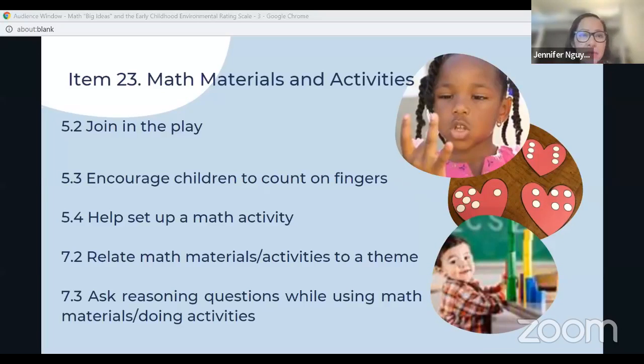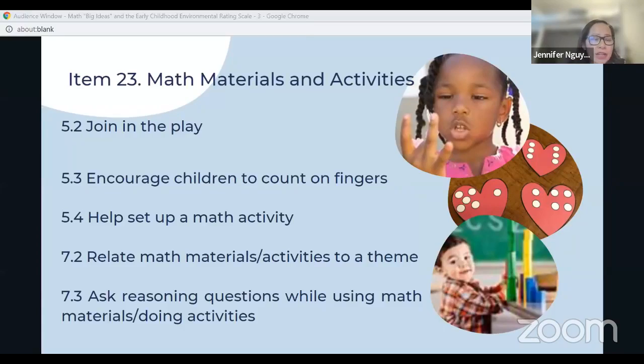So item 23, math materials and activities in ECERS 3. ECERS-R used to be all about the stuff and very little about how the teachers and educators interact with the stuff. So people could score very high by having all the right materials in all the right places and all the interest centers, and that's great. But now what ECERS authors are looking at is how to engage the children with the materials, so that they're supporting math learning.